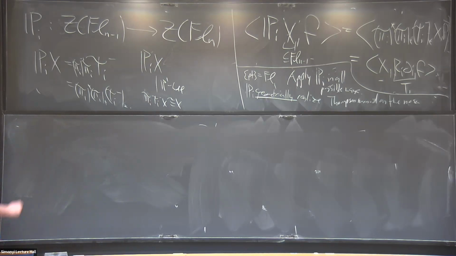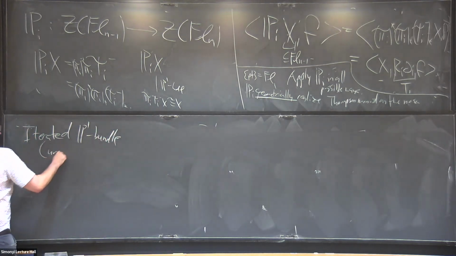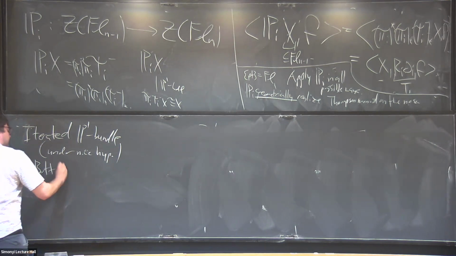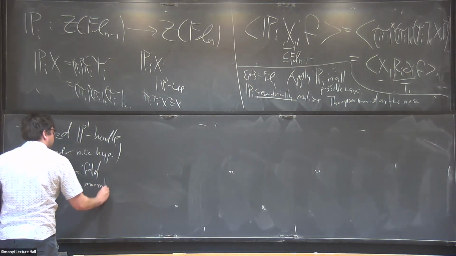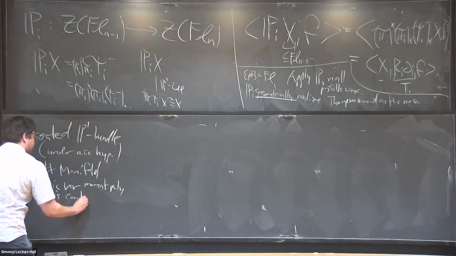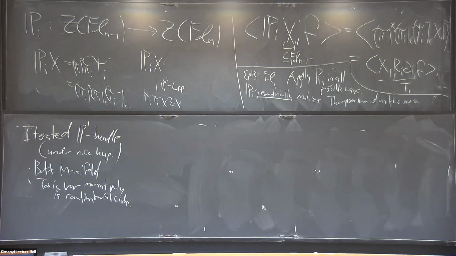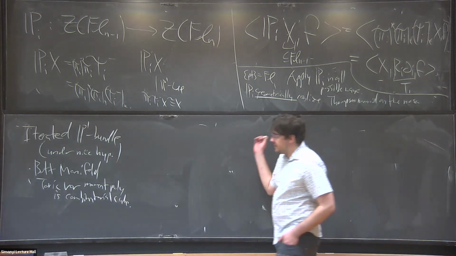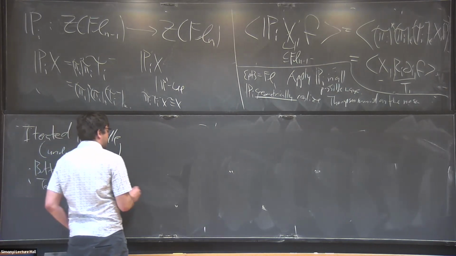So, okay, here's what this is. If I have an iterated P1 bundle, under nice hypotheses, then this is a Bott manifold, which means it's a toric variety whose moment polytope is a combinatorial cube. What is a combinatorial cube? It means that the face lattice of the polytope is the same as the face lattice of a cube. And because of some theorem, this means that it can be iteratively built out of smaller combinatorial cubes by the same process that you build a Hirzebruch surface.